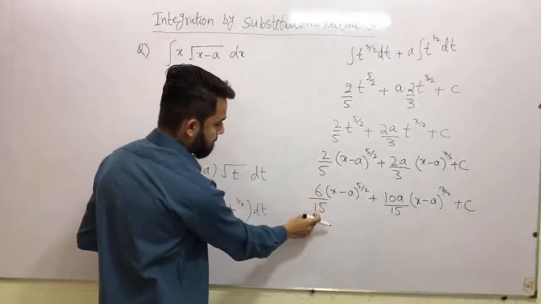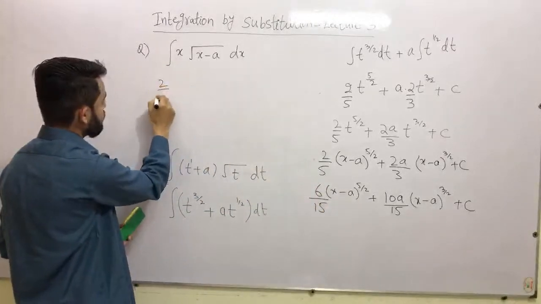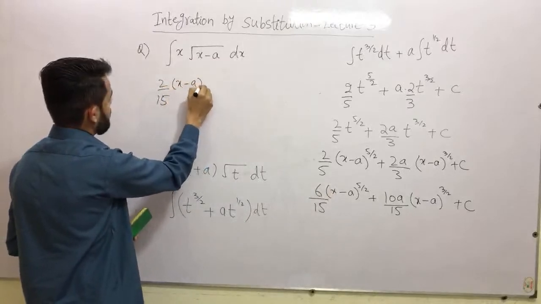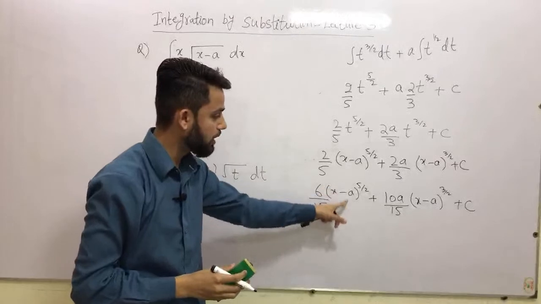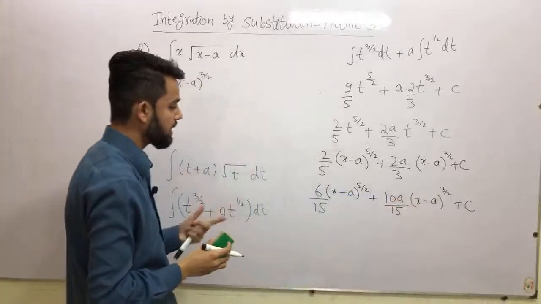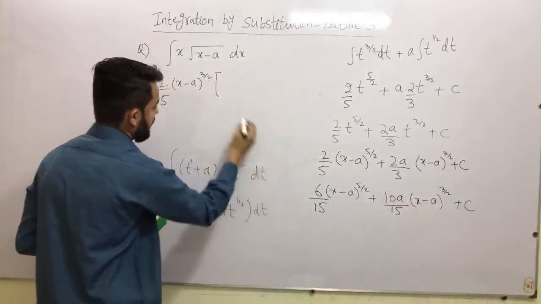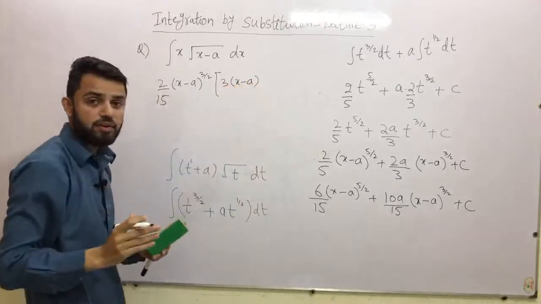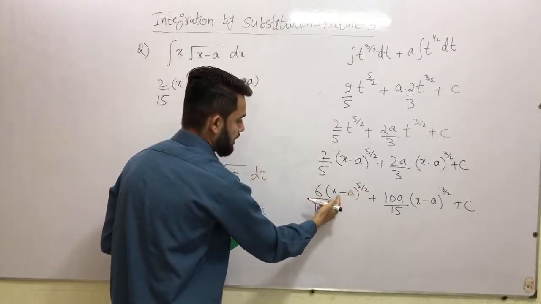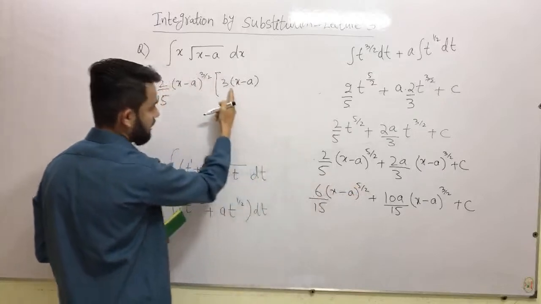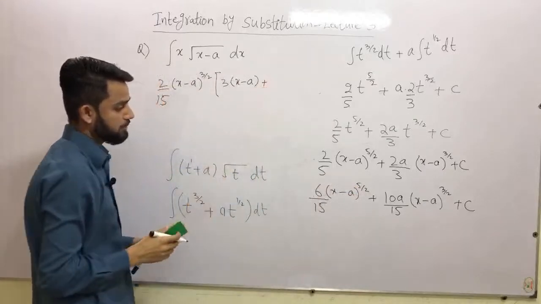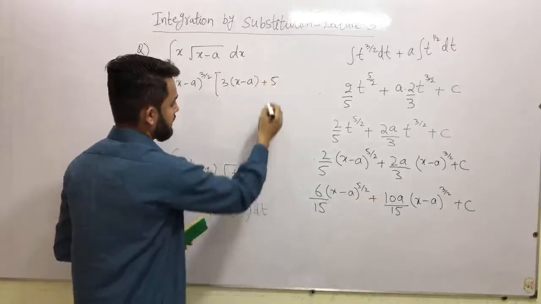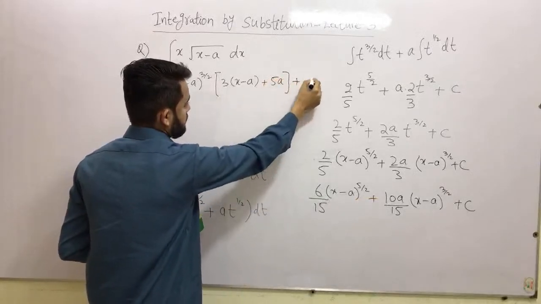Now you can take 2 over 15 common, and you can also take x minus a to the power 3 over 2 common. Here we have x minus a power 5 over 2, and here we have x minus a power 3 over 2. So we can take x minus a to the power 3 over 2 common. We are left with 3 into x minus a, since 3 over 2 plus 1 makes 5 over 2. Remember, when you are taking x minus a to the power 3 over 2 common, over here we are only left with 3 into x minus a, plus we have taken 2 out, so this is 10, so it means we got 5 here, and there is also a plus c.